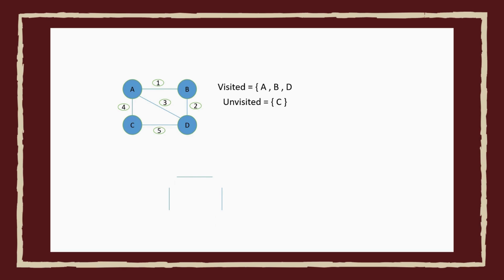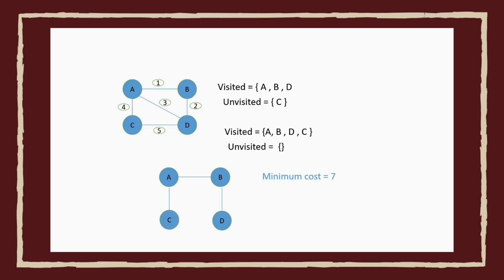All vertices have been visited. This means we have successfully constructed the minimum spanning tree using Prim's algorithm. If we calculate the total cost of the selected edges, you can see that the overall cost of the minimum spanning tree is 7.